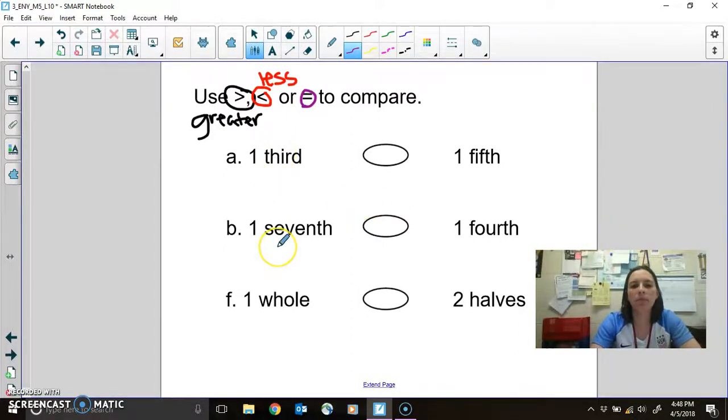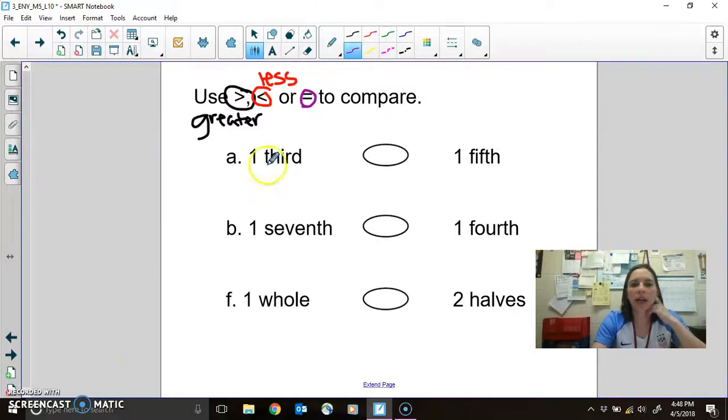Now, A and B are a little bit tricky because we don't have fraction strips that match those. My advice to you would be to draw a picture. Also remember, the more pieces we have, the smaller the piece.